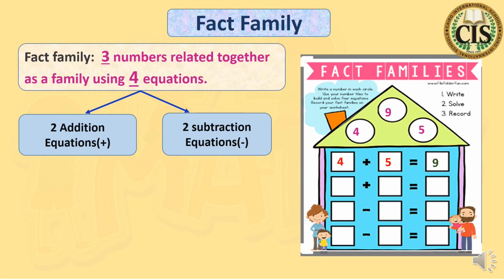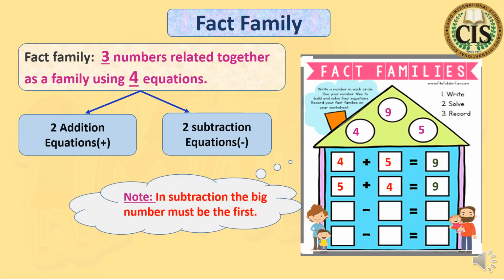We can say that 4 plus 5 equals 9, and we can switch the addends and the sum will not change. As we said, the commutative property. So 4 plus 5 equals 5 plus 4. 5 plus 4 equals what? Equals 9. Now, we can complete the subtraction equations. But pay attention that in subtraction, big number comes first.